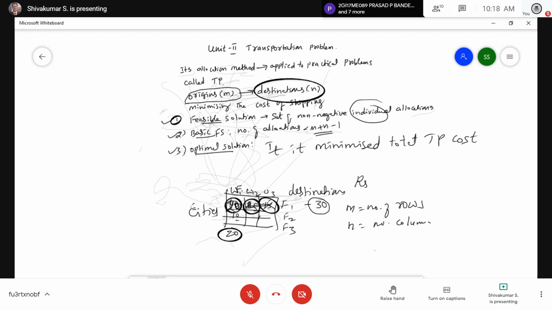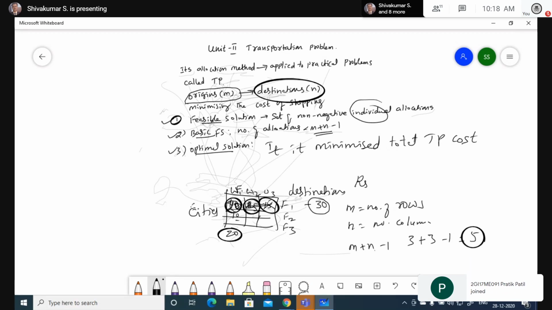Okay, so let us say here we are going to allocate. The number of allocations should be less than m plus n minus 1. For example, here you have 3 rows and 3 columns, so 3 plus 3 minus 1 becomes 5. It means in the entire table, that is a 3 by 3 matrix, you have to allocate a maximum of only 5 cells. So it is called a cell.